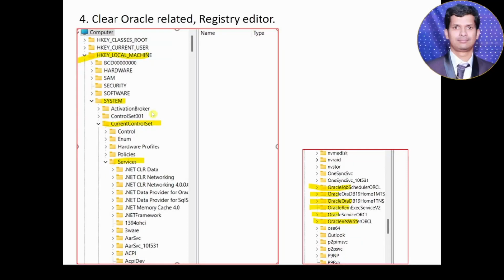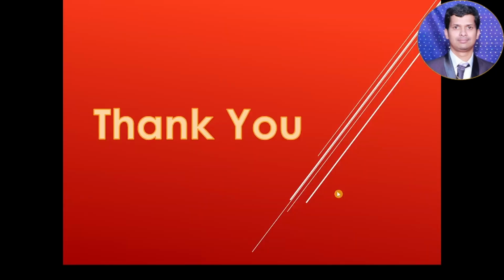In the next step, first we went through Software. In the second step, go through System, then CurrentControlSet, then Services. In the services, just go down and you will see different Oracle services. Here you can find six Oracle services. Remove them one by one, and then the complete Oracle uninstall is completed. Okay, let's see. Thank you.